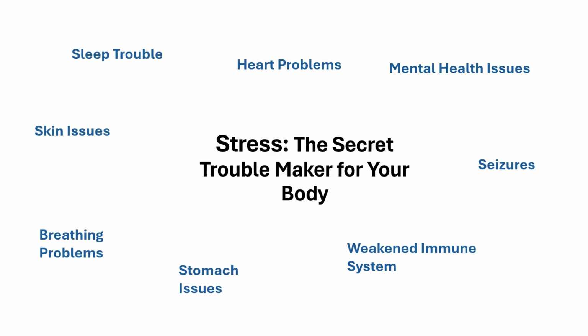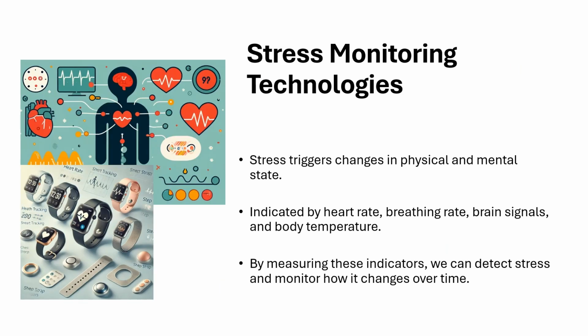So as we've mentioned, stress is a really big part of our body and our health, and it can cause a number of other things such as seizures. It can impact your immune system, stomach issues, breathing problems, skin issues, and can stop you sleeping. So if we can control stress and monitor our stress at home, we can take those steps to improving our healthcare. Stress triggers mental and physical changes in our body, and these can be detected by different technologies.